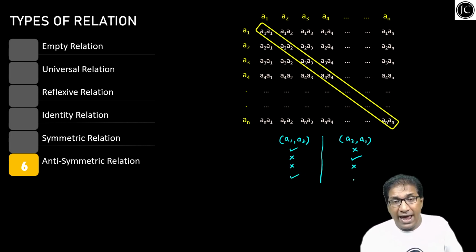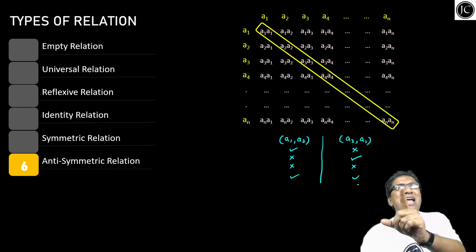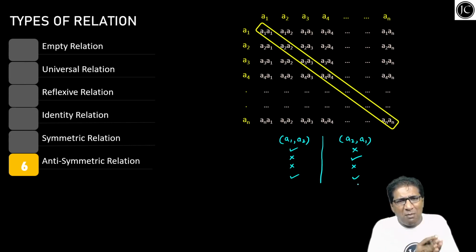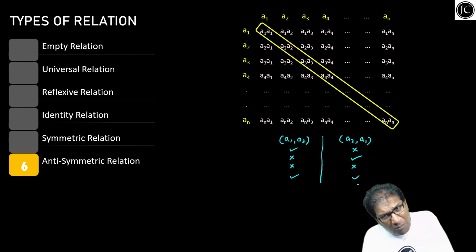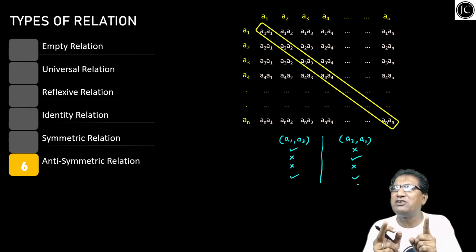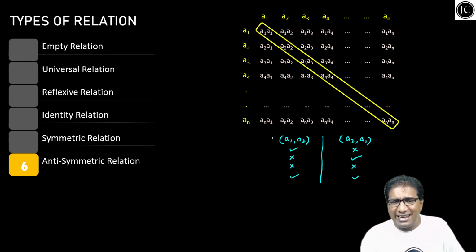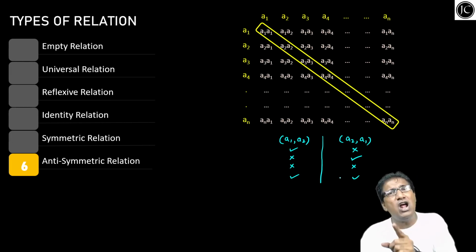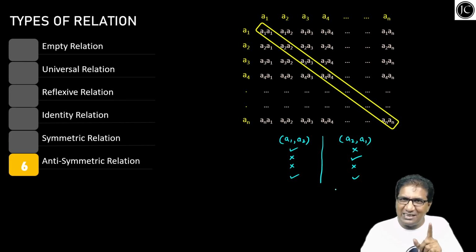But both being there can never be anti-symmetric, because if (a, b) is there then (b, a) is also there, this will not come in an anti-symmetric relation. For this it was said that if (a1, a2) is in it, then (a2, a1) should not belong to the relation. Then only we will say that it is an anti-symmetric relation. Is it clear to all of you?